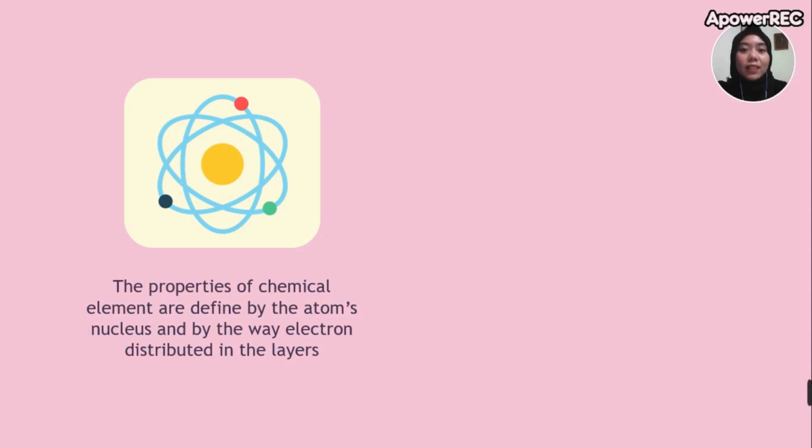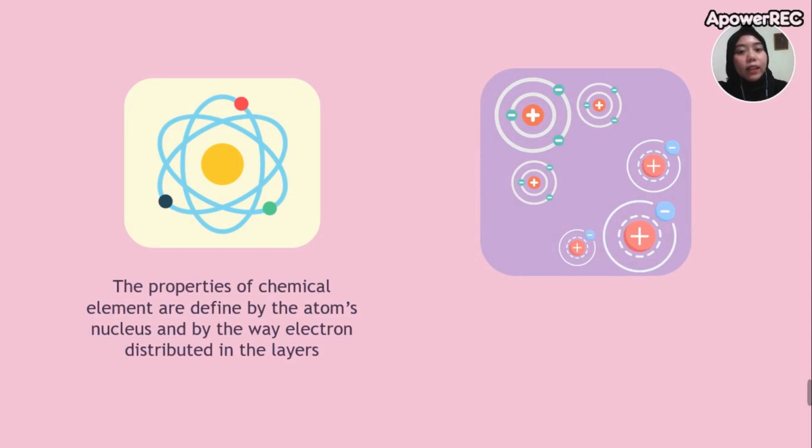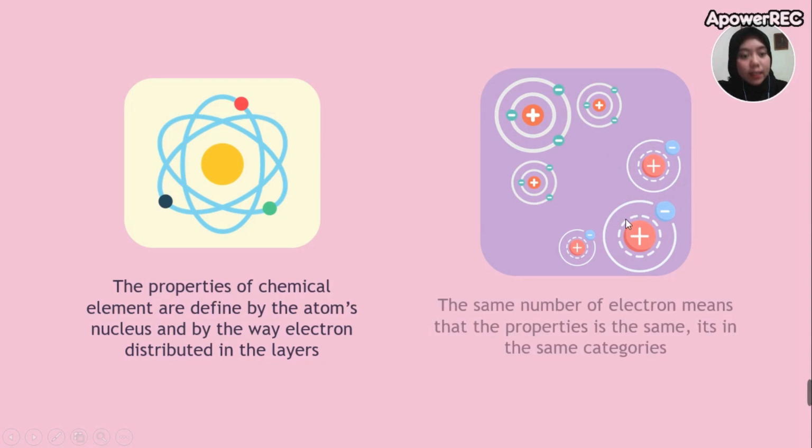Atoms react with each other because of the electrons in the outermost layers. For example, like here, there are electrons in the outermost layer, and if the layers have the same number of electrons, it means that they have the same properties. So we can categorize them. And these characteristics apply in the same way to the periodic table.